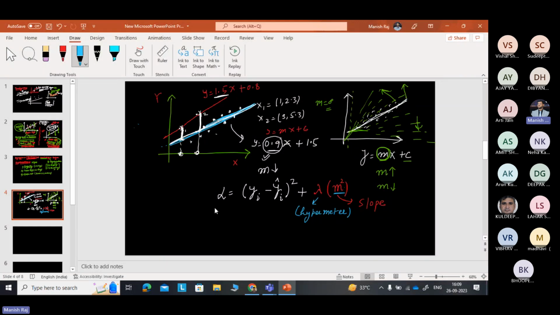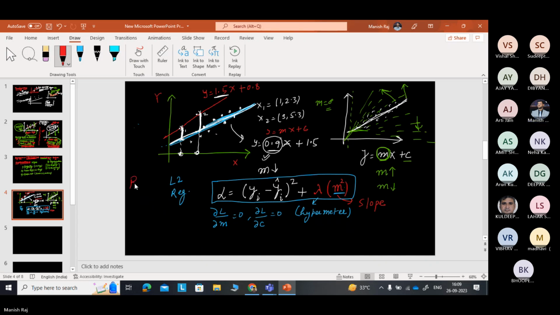Okay, so this hyperparameter you will choose, and m is given by these equations. Now if you want to find the value of m and c, again you can put dL by dm equal to 0, and you can put dL by dc equal to 0. You will find the value of m and c. So that is the mathematics. So this time only your equation has been changed for L2 regularization, or you can say ridge regularization.